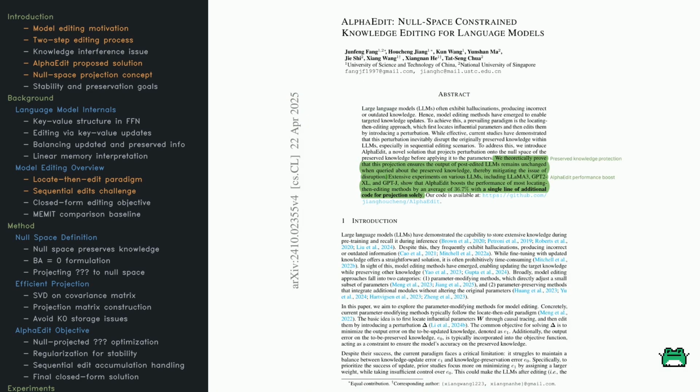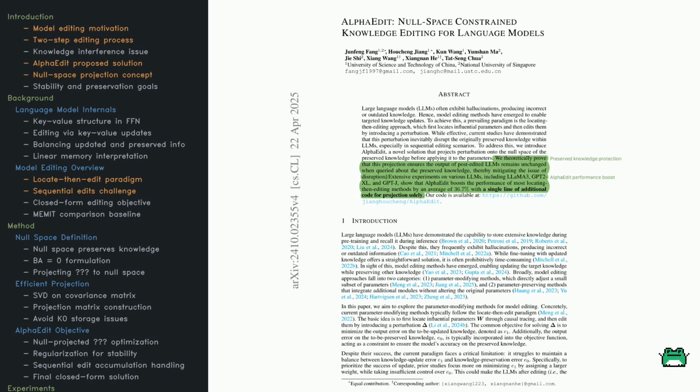Let's start with the problem. LLMs are incredible at recalling information from their training data, but they're not perfect. They hallucinate, spitting out outdated or made-up facts. To fix this, researchers have turned to model editing, updating specific knowledge inside the model without retraining everything from scratch. Most editing methods follow a simple two-step process. First, they pinpoint the parameters tied to a specific fact. Then, they tweak those parameters slightly, what we call a perturbation.